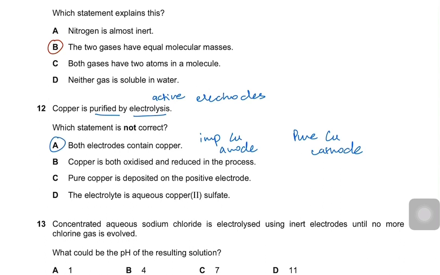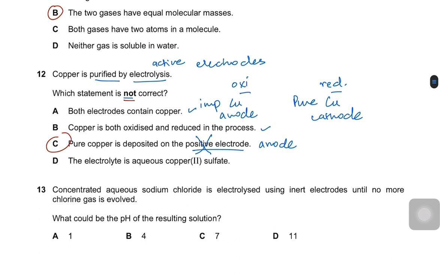Copper is both oxidized and reduced in the process. Okay, sorry, they were asking for the untrue statement. Yes, both electrodes contain copper. That is true. Copper is both oxidized and reduced in the process. Yes, at the anode there is oxidation, and at the cathode there is reduction. Pure copper is deposited on the positive electrode. If you remember, the positive electrode is the anode, and deposition happens on the cathode. So that is wrong. We wanted the untrue statement, which is wrong, because copper deposits on the negative electrode, not at the positive one. The electrolyte is aqueous copper sulfate. Obviously it is copper sulfate.